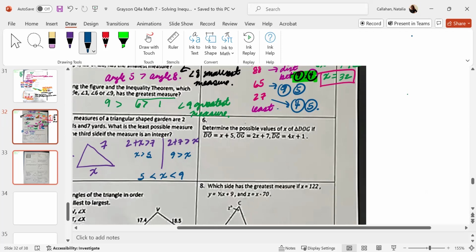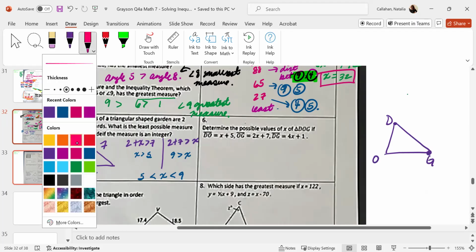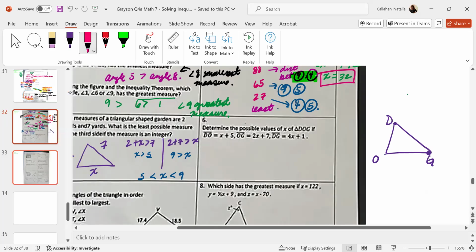Determine the possible values of x of triangle DOG if DO equals x plus 5. Okay, hold on a second. Then you have to draw that and you label it, right? And then DO is x plus 5, OG is 2x plus 7, DG is 4x plus 1, correct? Are they giving you sides or are they giving you angles? Angles. No. Do you see where it says DO with a line on top?